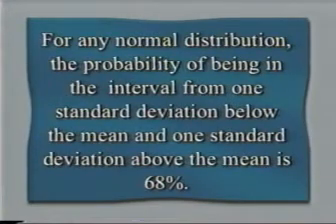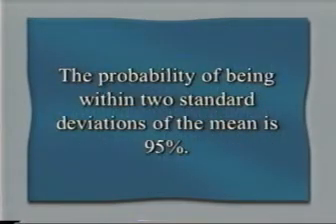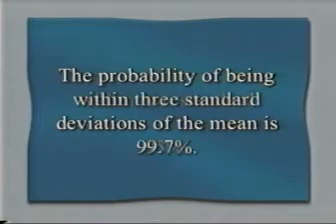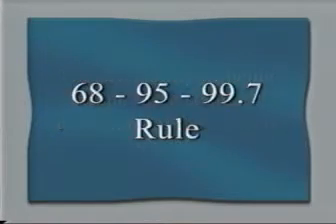For any normal distribution, the probability of being in an interval from 1 standard deviation below the mean to 1 standard deviation above the mean is always about 68%. The probability of being 2 standard deviations either side of the mean in that interval for any normal distribution is approximately 95%. And the chance of your being within 3 standard deviations either side of the mean, mu, is 99.7%. And this is true for any normal distribution. This is called the 68, 95, 99.7 rule.